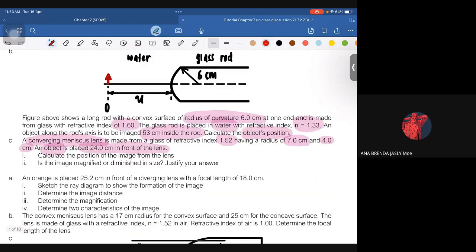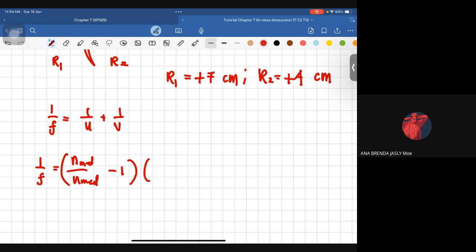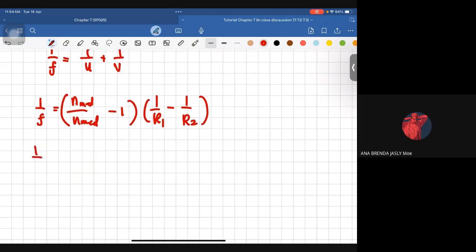Actually, I forgot. Oh, we have to determine the position of the image. So how do we determine the position of the image? We can use 1 over f equal to 1 over u plus 1 over v. Okay, so kita just cari v lah. Tapi the problem is we do not have the value of f. So how do we find the value of f? We have to use the Lensmaker's equation, which is (refractive index of material over medium minus 1) times (1 over R1 minus 1 over R2). Okay, so dari sini kamu substitute je lah.